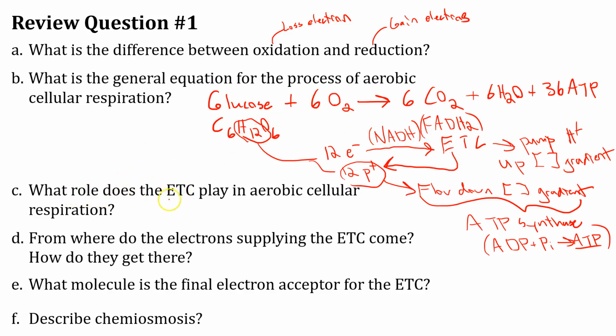other questions. What role does the electron transport chain play in aerobic cellular respiration? Well, it is going to pump hydrogen ions up their concentration gradient. That is to say, it's going to establish a proton gradient, was probably the more succinct way to say it. Meaning there are lots of protons in the intermembrane space.